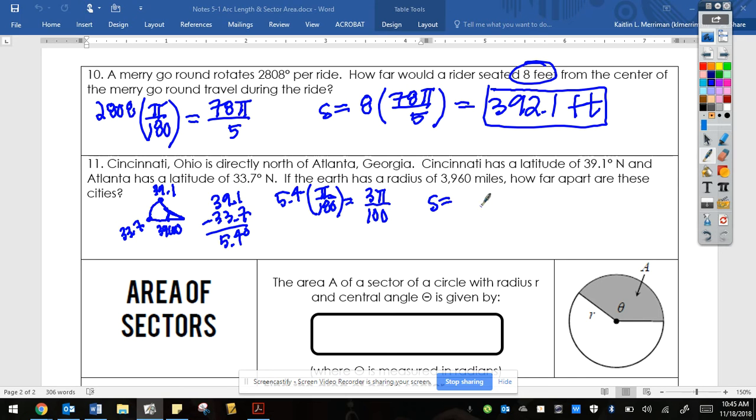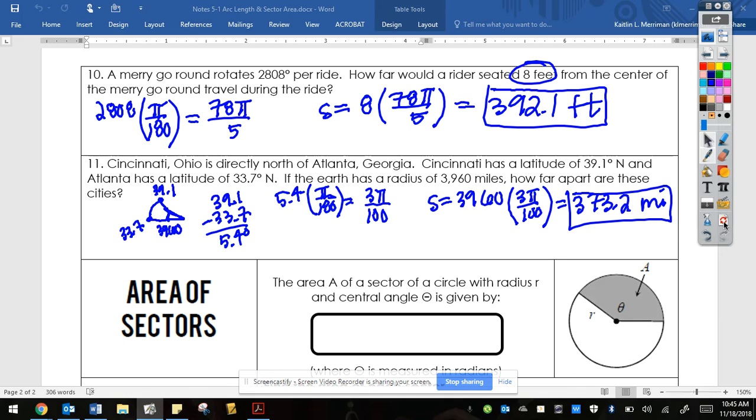All right, so then you have S equals r theta, and it already told us that the radius was 3,960 times your angle, which here is 3 pi over 100. So you get that these cities are 373.2 miles apart.